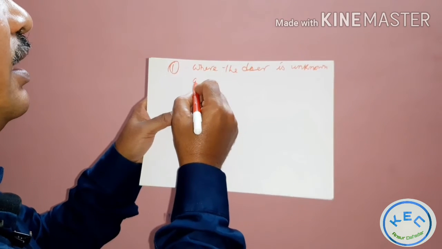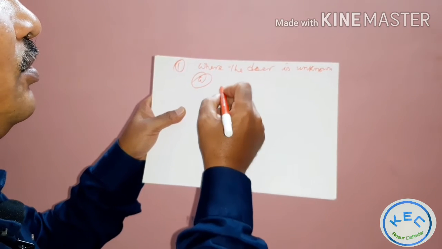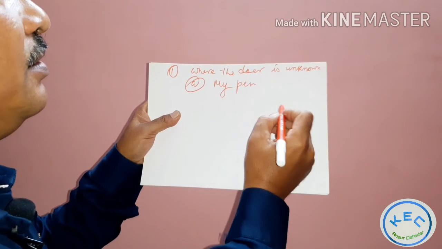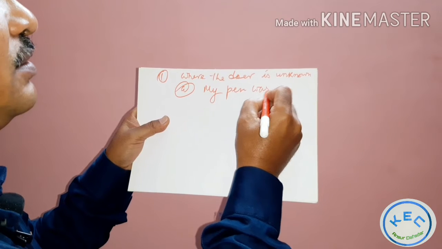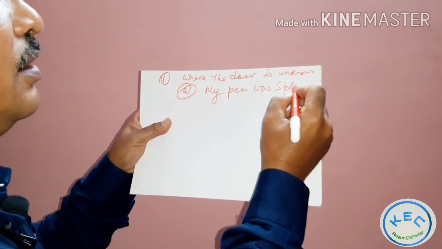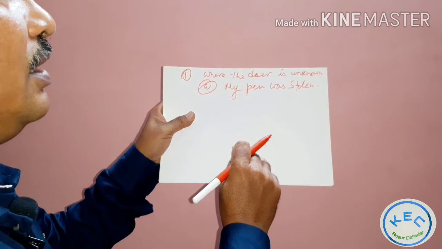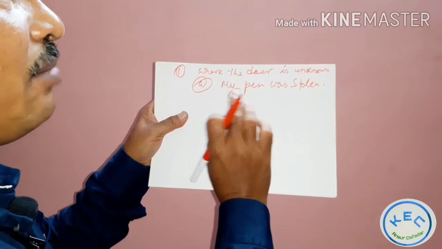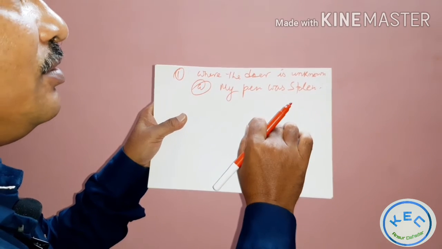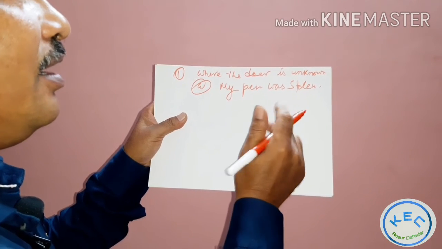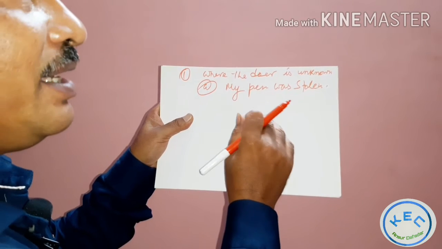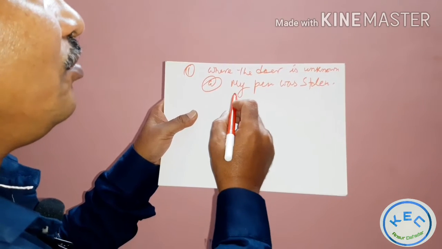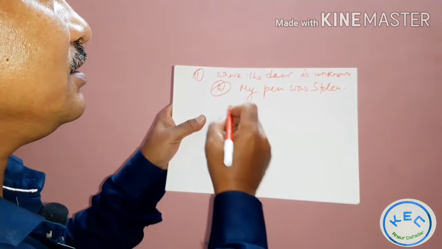Example A. My pen was stolen. Here it is very clear that somebody stole my pen, but who stole my pen is not known. So in this case, we must use passive voice sentences.